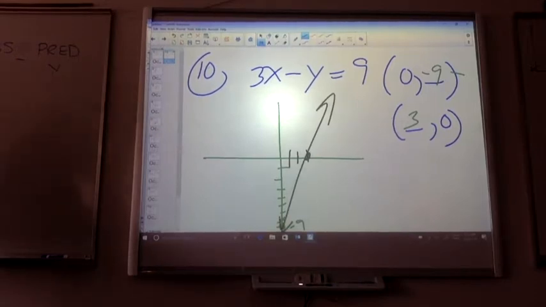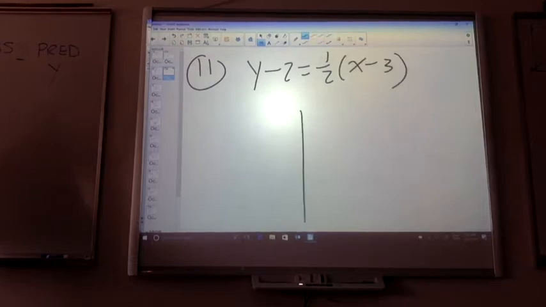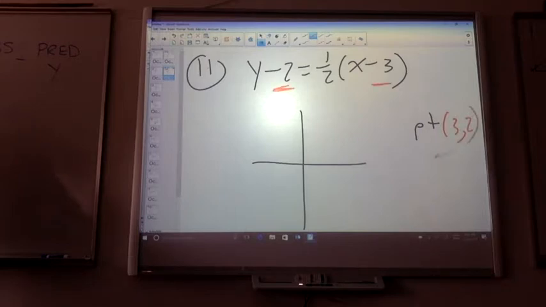Number 11 is now set up as point slope form, yes? Point slope form. What is my point? It's always opposite inside. It's always opposite here. So 3 comma 2 is my point. Here's my point. What's my slope? 1/2. So from here I'm going to go up 1, right 2.